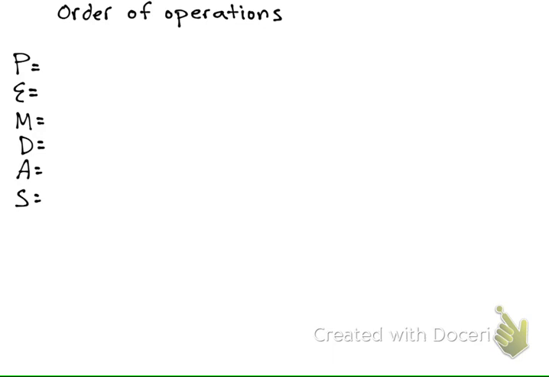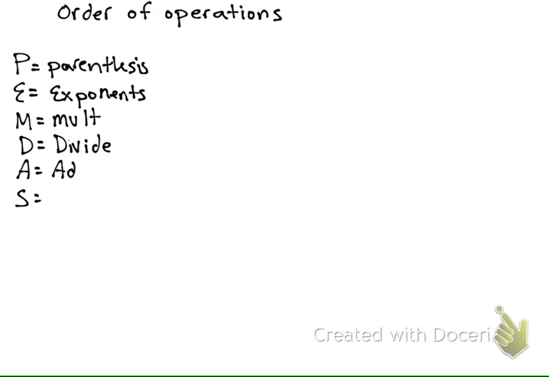You always have to do what's inside the parentheses first. So P stands for parentheses, E stands for exponent, M is multiply, D is divide, A is add, and S is subtract. So with multiplication and division, they have the same importance, and you always work from left to right.